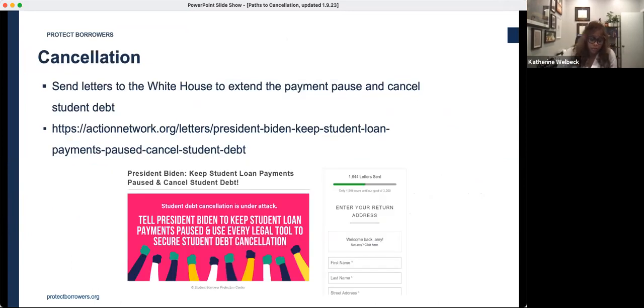In response to the courts blocking student debt relief, one thing we're doing is calling on President Biden to cancel student debt using all available tools. We believe he has the legal authority to do this now, but because it's blocked in the courts, we want to make sure that he does everything he can to deliver on the relief that he promised to student loan borrowers. What you can do is send a letter to the president calling on him to cancel student debt at our Action Network page that's listed here. We'll also send this in a follow-up email along with a recording of this presentation.